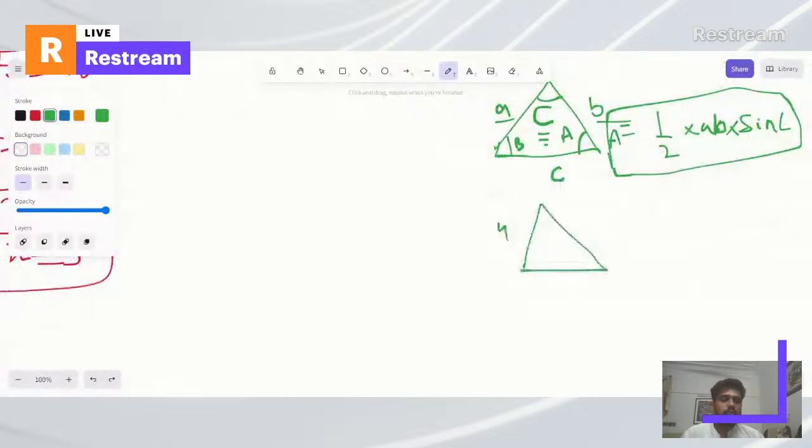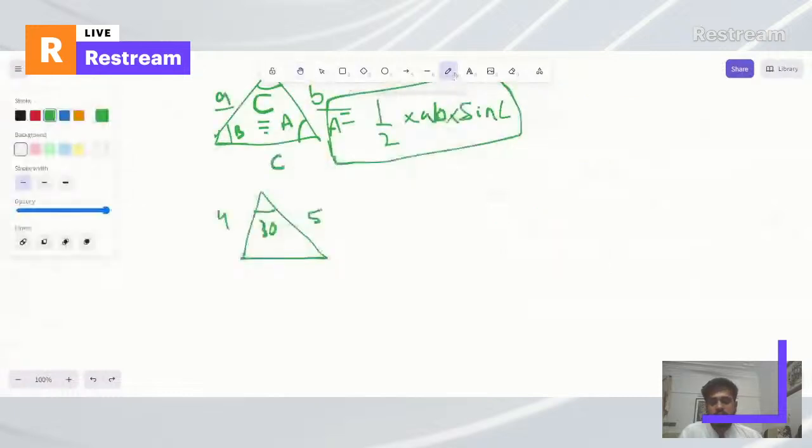So this is 4 and this is 5, and this angle right here is going to be 40, or maybe 30. Let's take 30, right? Now what are we going to do? How are we going to find the area of this triangle? We do not have a height, we do not have a base. If we consider this side as a base, we still don't have a height. So how do we find out the value of a height, or how do we find out the value of the area?